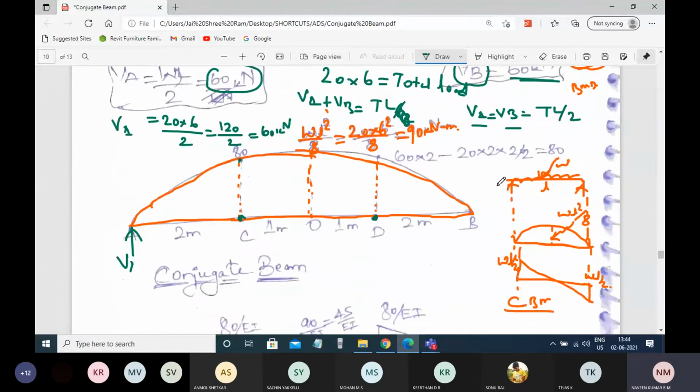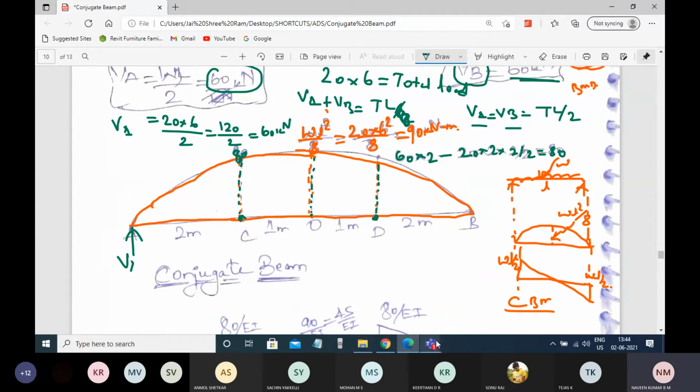The same thing I have shown over here: 80, and the calculation I have done here, 60 times 2 minus 20 times 2 times 2 divided by 2, equals 80. So now we have the moment at this point as well as at this particular point.